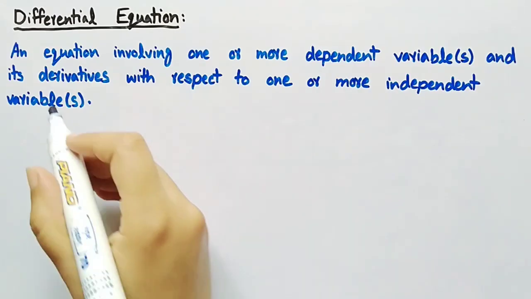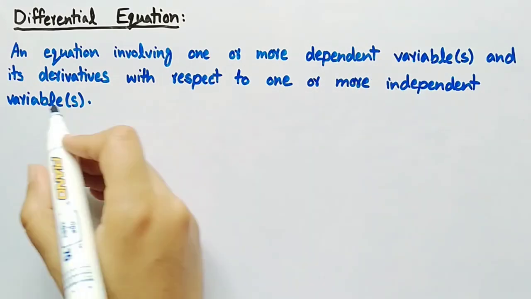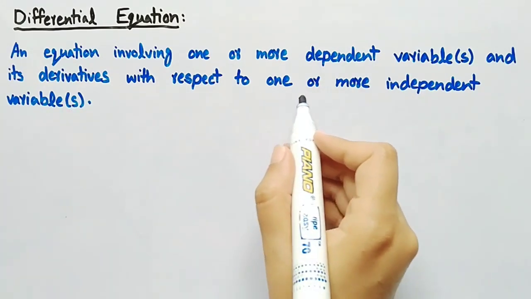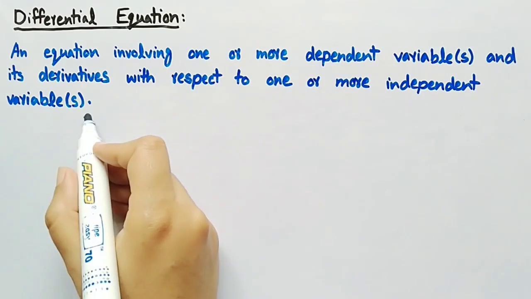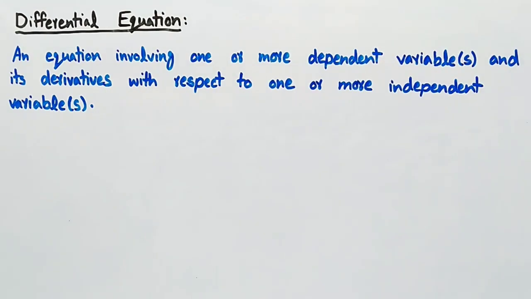In this video, we will discuss what is a differential equation. An equation involving one or more dependent variables and its derivatives with respect to one or more independent variables. So we can say that a differential equation can have more than one dependent variable and more than one independent variable. In simple words, we can say that a differential equation is an equation that contains at least one derivative.